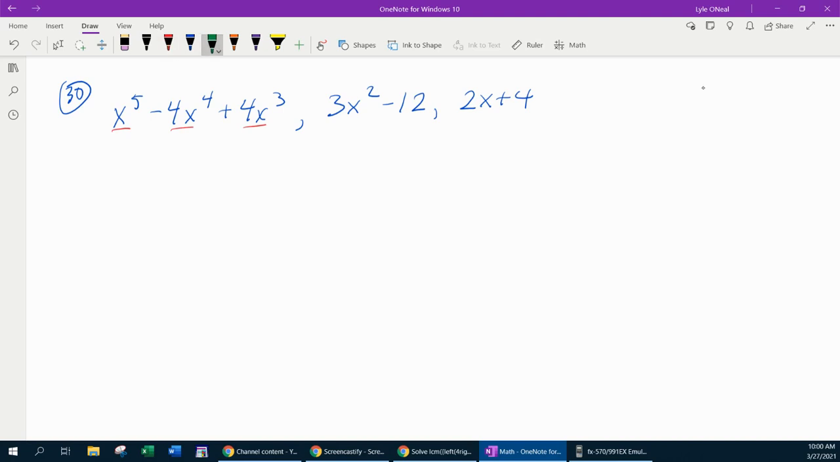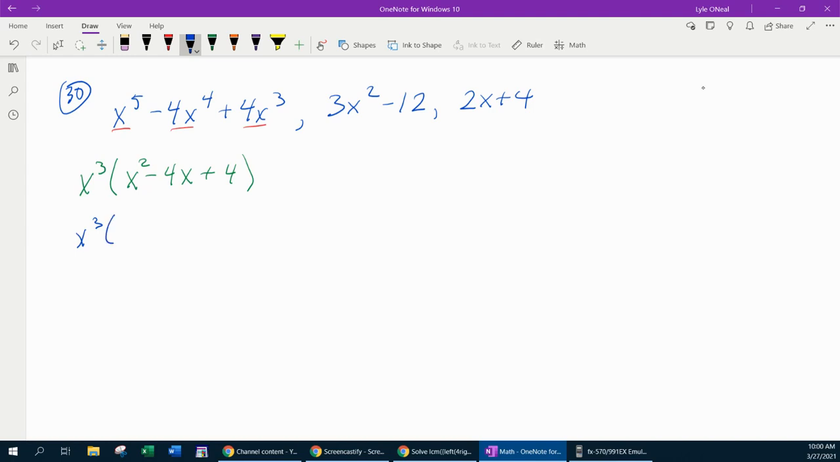So I'm going to need to factor out the x to the third, and that will leave me with x squared minus 4x plus 4. And then if that standard trinomial will factor, I'll need to factor it further. So are there numbers that multiply to make 4 that add to make 4? The answer is yes, 2 and 2. And so we're going to get to factor this further.